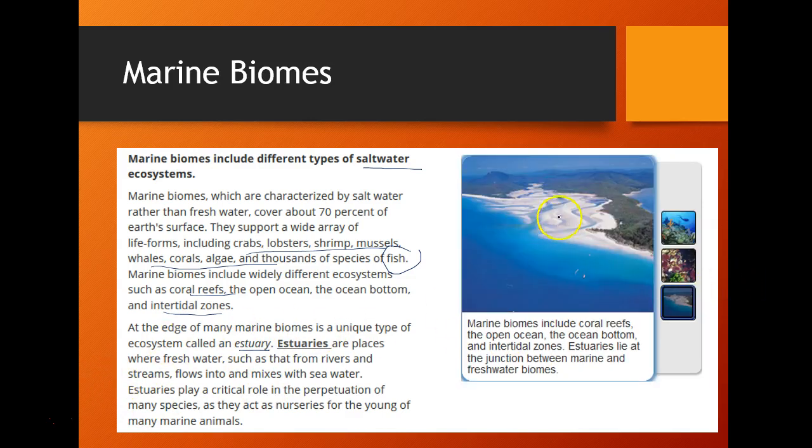So you can see here, the estuary is what you see right here, which is where you have fresh water and salt water mixing with one another. And what's cool about these estuaries is that it's really a critical place for the young of many marine animals. So as these young marine animals are maturing, they mature in these estuaries and then go ahead and transition into the salt water.